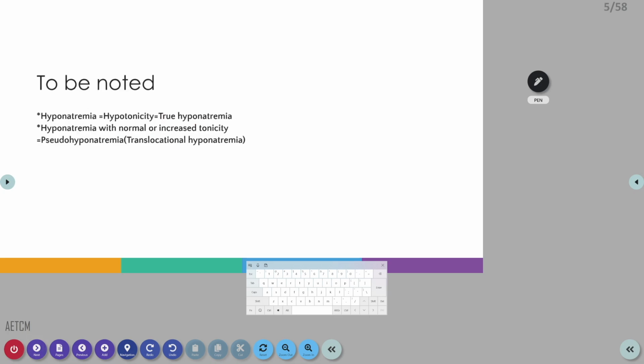Therefore, the major extracellular cation that helps in maintaining this osmolarity is the serum sodium. So the points to be noted are that hyponatremia is equal to hypotonicity. So a true hyponatremia means hypotonicity and hyponatremia. Whereas hyponatremia that is associated with normal or increased tonicity is pseudo-hyponatremia or translocational hyponatremia, which we studied previously in the case of glucose.